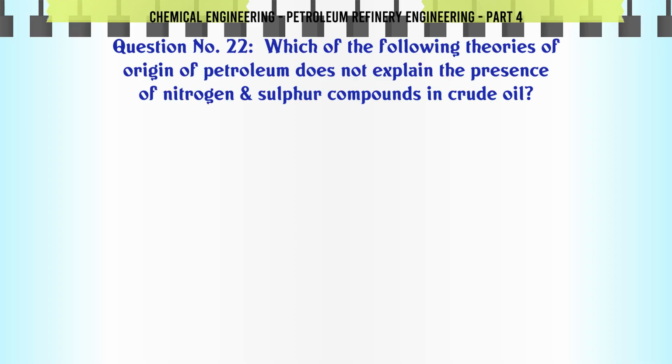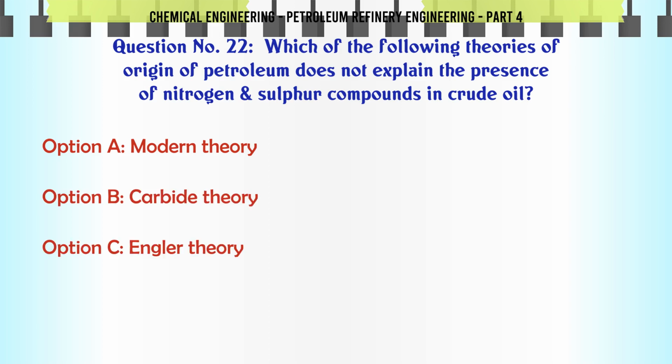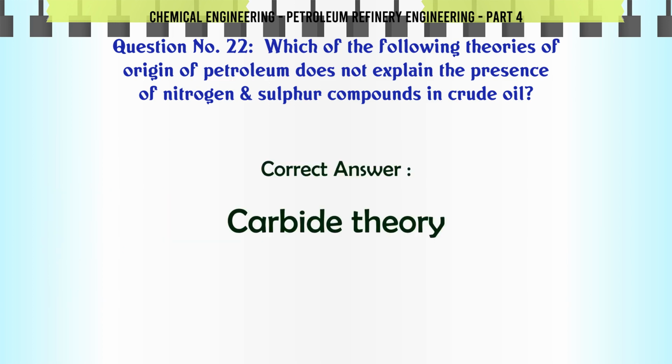Which of the following theories of origin of petroleum does not explain the presence of nitrogen-sulfur compounds in crude oil? A. Modern theory, B. Carbide theory, C. Engler theory, D. all A, B, and C. The correct answer is carbide theory.